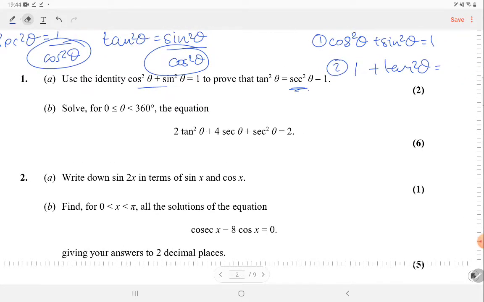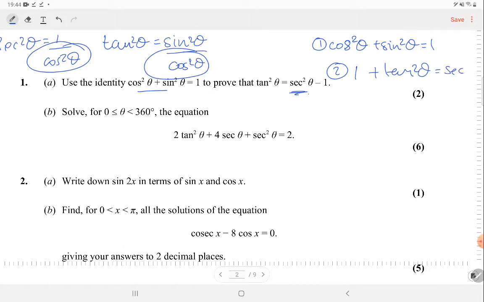Okay, so you basically got sec squared theta. In other words, you got what they wanted you to get, but remember they've written it out in a specific way, so you just need to rearrange it, which is tan squared theta equals, sorry, sec squared theta minus 1. Okay, now that's your 2 marks.